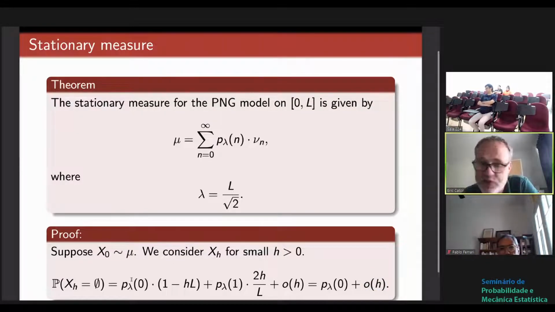Okay, so why is this true? Let's first start with the probability that there's the empty configuration at time h. So there are two possibilities how this could happen.